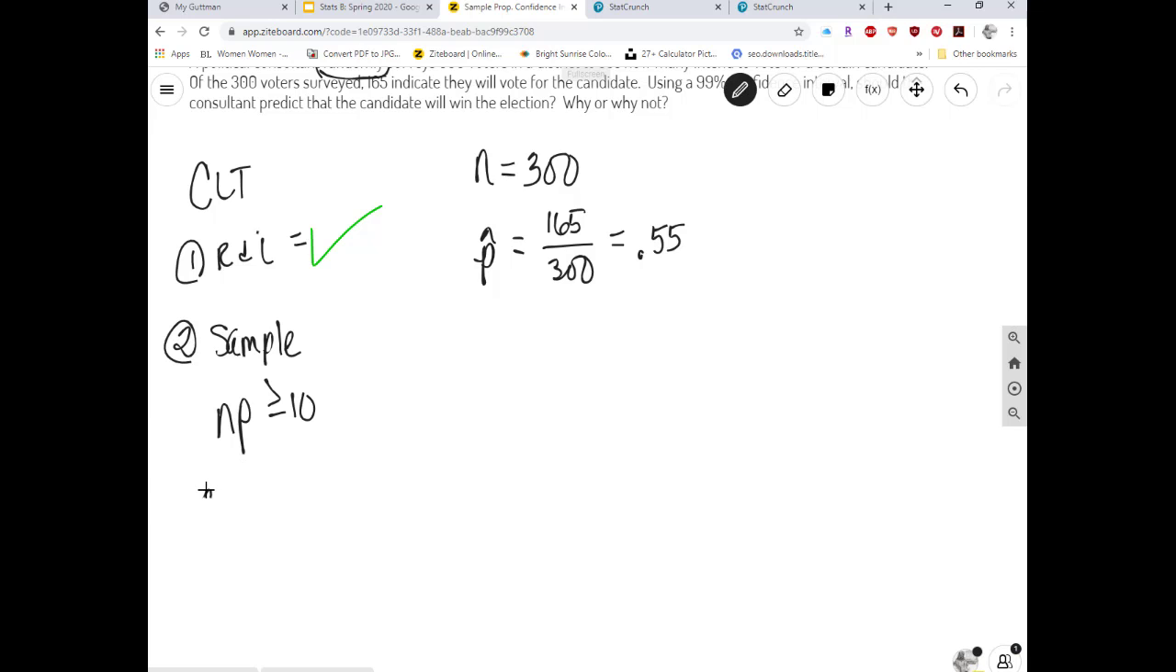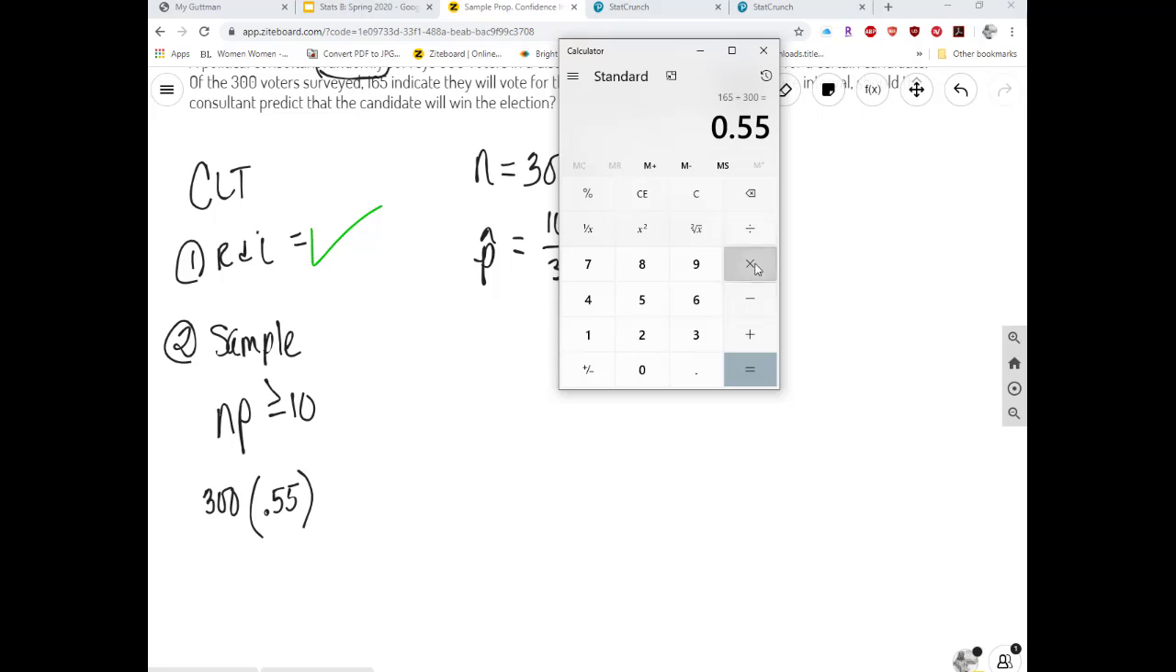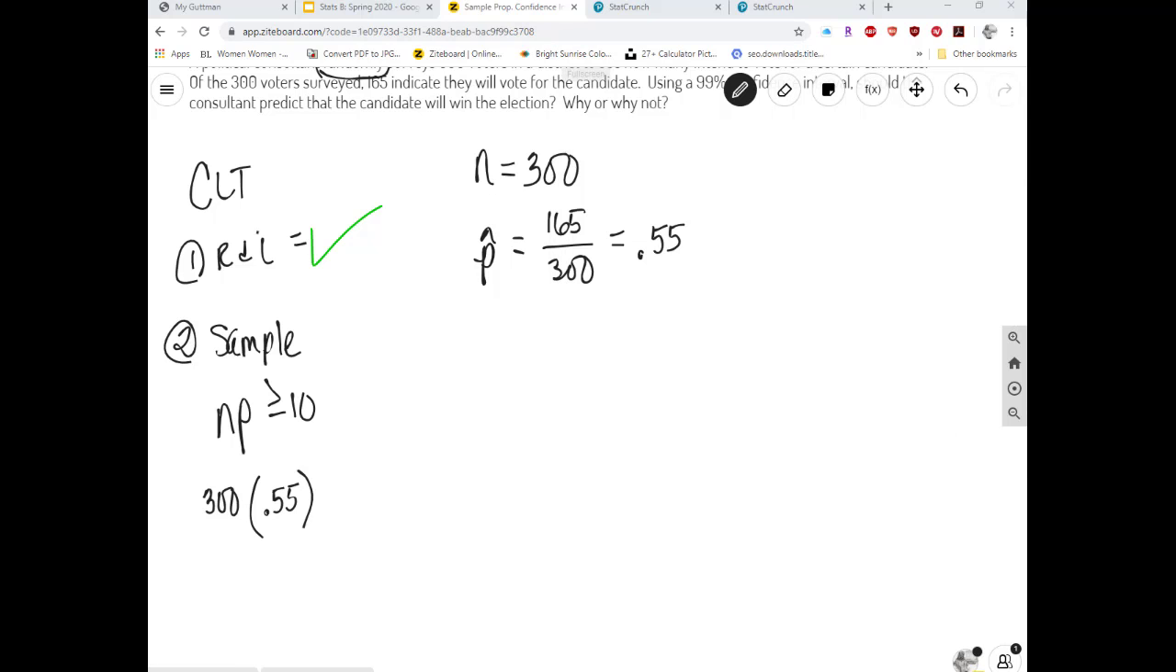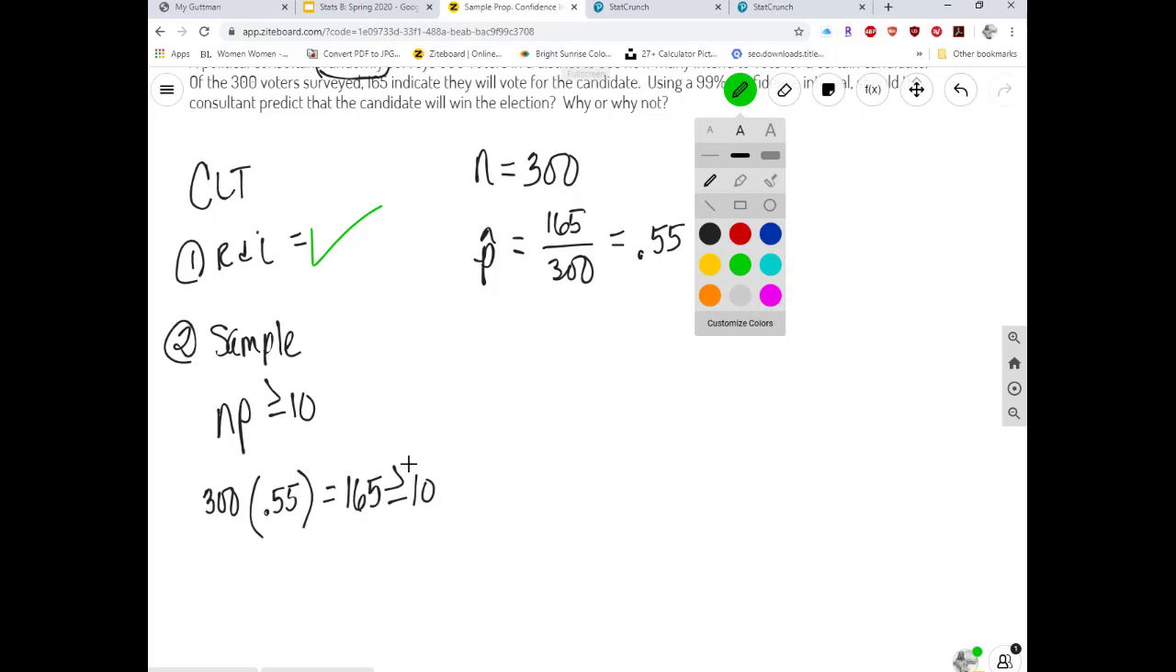I have 300 multiplied by 0.55, and I'm going to get, here's my calculator again, 0.55 times 300 is going to be 165. Equals 165. Is 165 greater than or equal to 10? It is. Those are my successes.